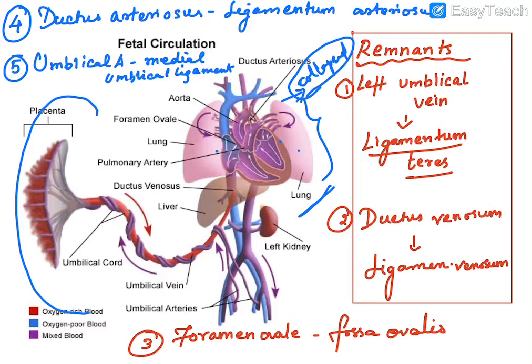Now what happens is that first the deoxygenated blood from the fetus is carried through the right and the left umbilical arteries to the placenta. Okay, it is carried through the left and right umbilical arteries to the placenta. So now the deoxygenated blood comes into the placenta.